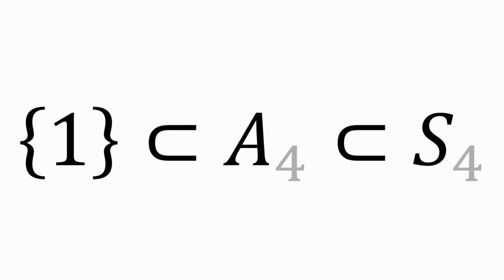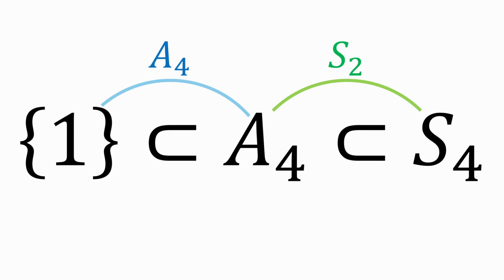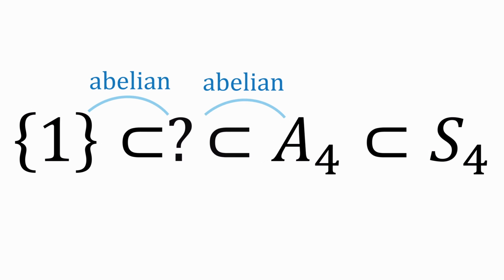What about S4? The quotient group of S4 over A4 is again S2, which we know is abelian. The quotient group of A4 over the trivial group is A4, which has 12 elements. We don't get lucky in the same way as we did before. A4 is not abelian. We need to try something else. Are there any normal subgroups of A4 where both quotients are abelian? It turns out there is one.